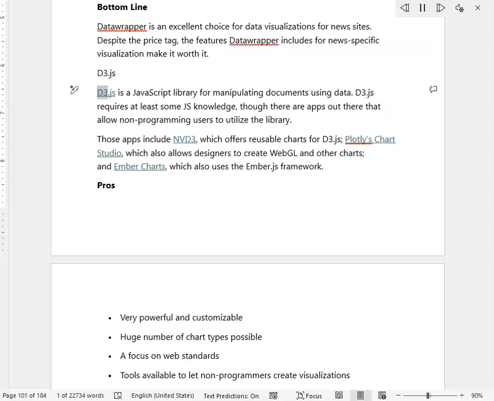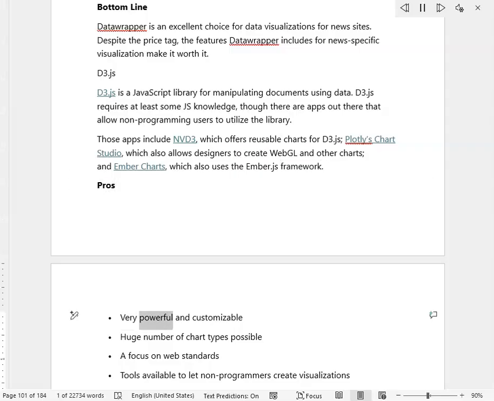D3.js. D3.js is a JavaScript library for manipulating documents using data. D3.js requires at least some JS knowledge, though there are apps out there that allow non-programming users to utilize the library. Those apps include NVD3, which offers reusable charts for D3.js, Plotly's Chart Studio, which also allows designers to create WebGL and other charts, and Ember Charts, which also uses the Ember.js framework.